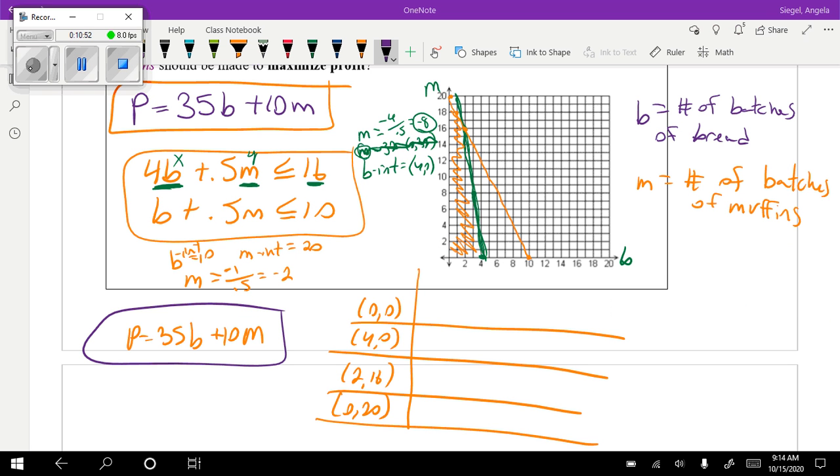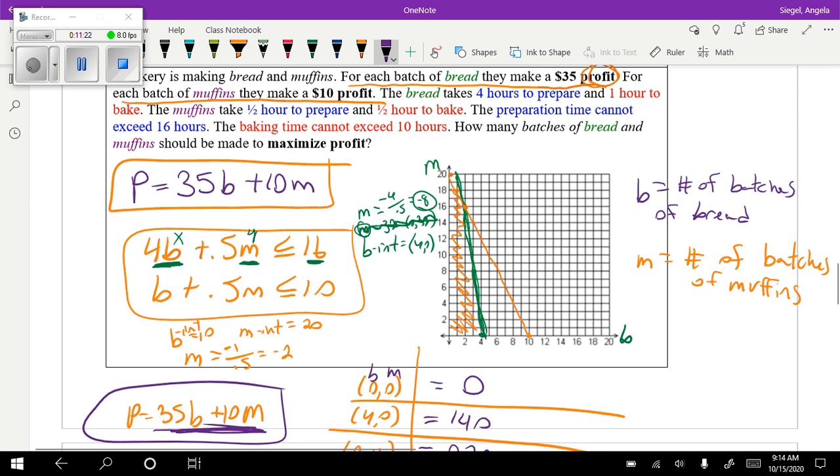Okay, so I'm going to plug in like this. Don't forget, this is my B value, this is my M value, so again, please keep that consistent. We're going to plug it into this formula and get the answer. For (0, 0), obviously that's 0. For (4, 0), that is 140. For (2, 16), that is 230. And (0, 20) is 200.